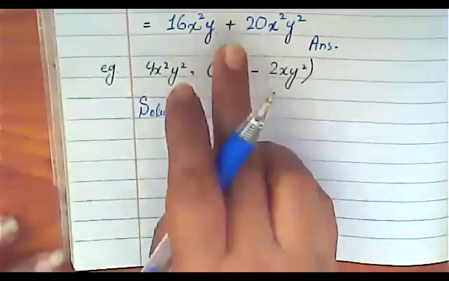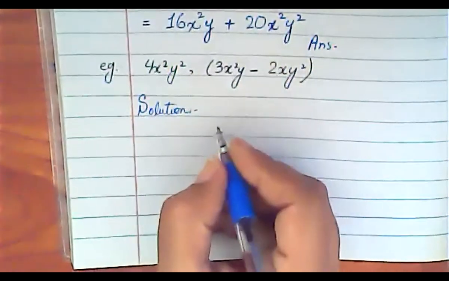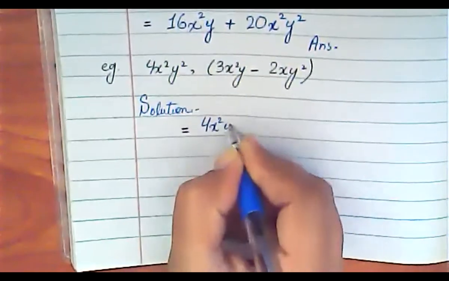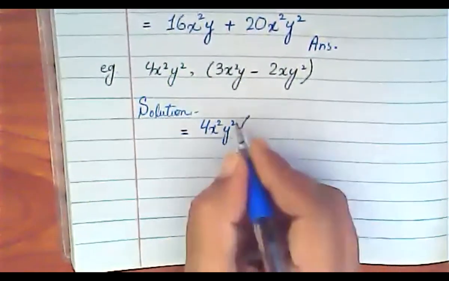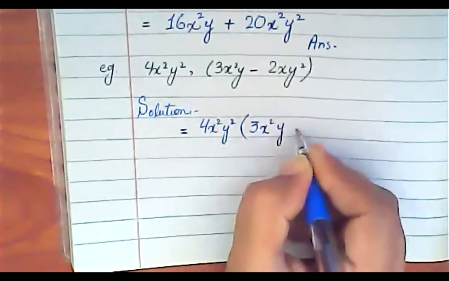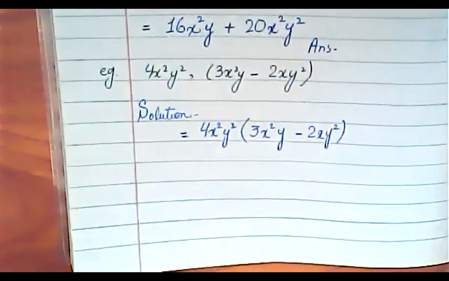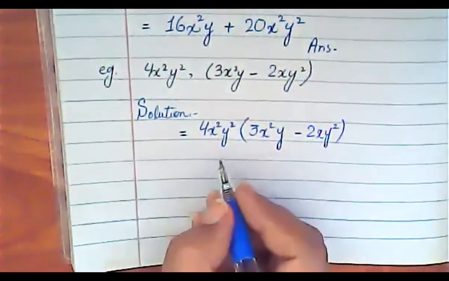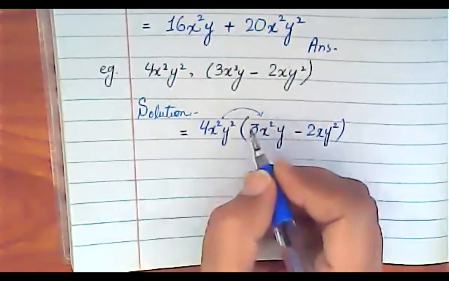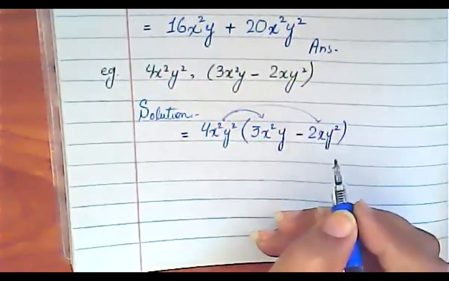Now next here you have this one, but again first step, remove this comma and simply copy it down. Means you are going to multiply this 4x square y square with this bracket which contains 3x square y minus 2xy square. Right. Now similarly what you will do, you will multiply each term 4x square y square with each term that is written inside the bracket.